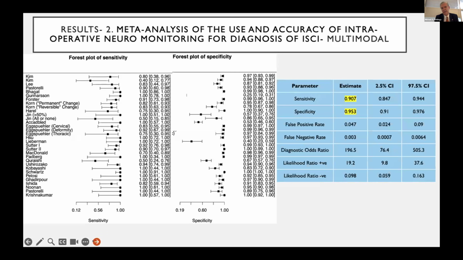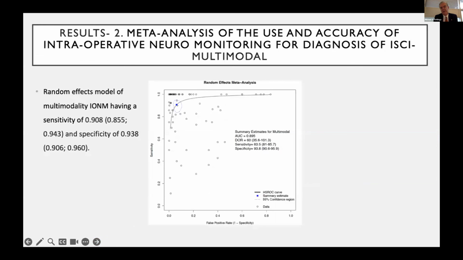So we were able to generate a very quantitative meta-analysis in over 100,000 patients that underwent neuromonitoring related to the diagnosis of intraoperative spinal cord injury. This just shows the forest plots of sensitivity and specificity. And the bottom line is that multimodality monitoring has about a 91% sensitivity and about a 95% specificity. So it's not perfect, but it's quite good. And we used a random effects model, and there's some data for those that are interested in methodological approaches to confirm these results.